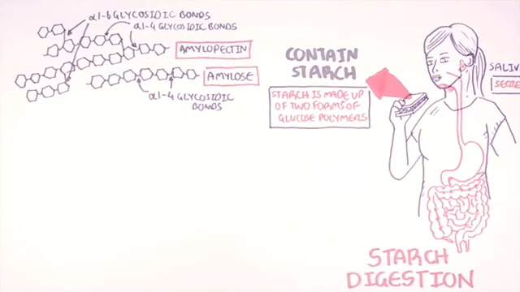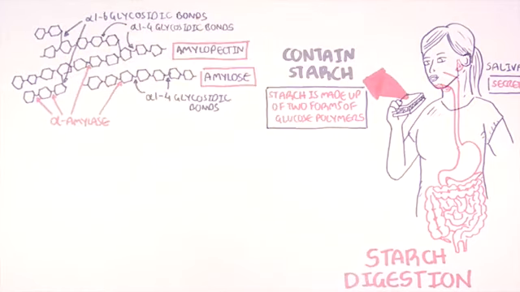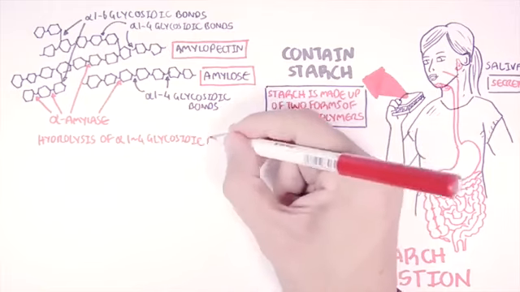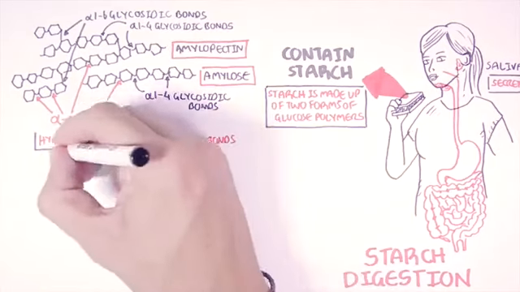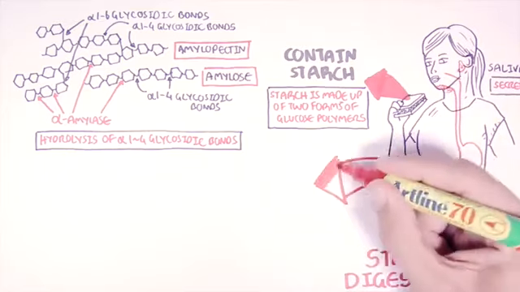What alpha amylase essentially does is that it will break these bonds here, the alpha-1,4 glycosidic bonds. So alpha amylase hydrolyzes alpha-1,4 glycosidic bonds. Hydrolyzing in this respect means breaking down. Amylase will only break down the starch partially, and then from the mouth the starch will travel towards the stomach here.